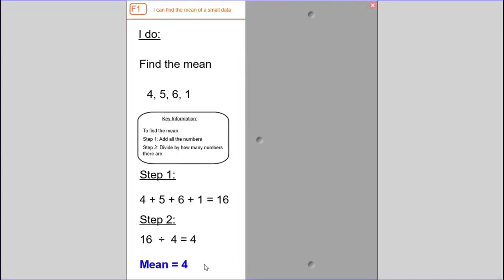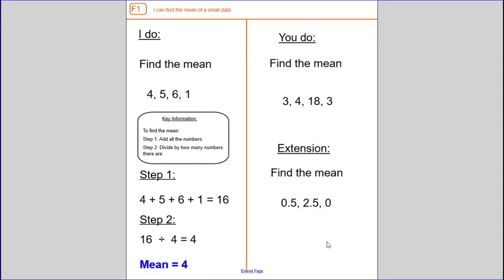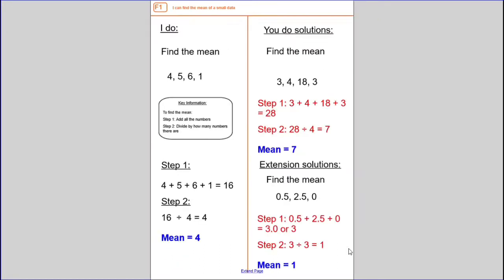And finally, remember we're asked to find the mean. So we're going to write down mean equals 4 to show that we're answering the question and relating it back to the question. And that's what you need to do for this type of question. Here's a question for you to try. Pause the video here. Here's the solutions. Make sure that you self-assess your work.